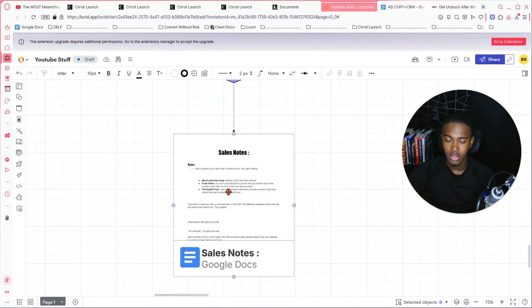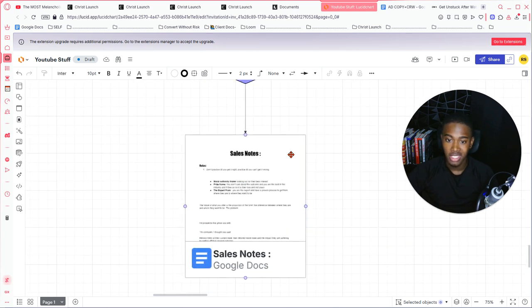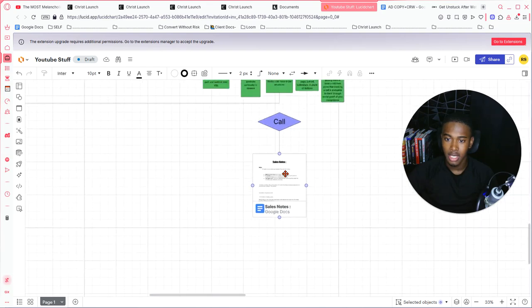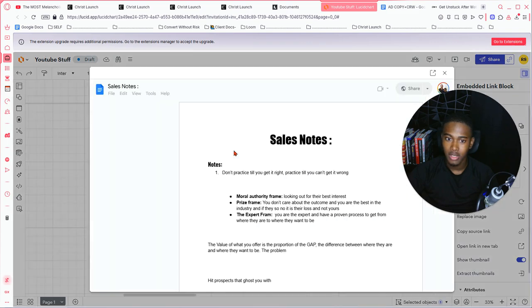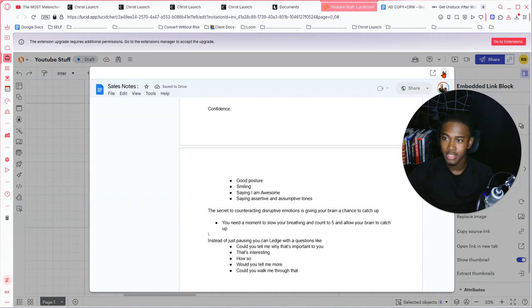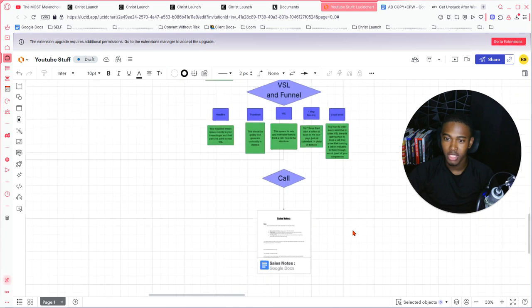Now the call. So I have this document with sales notes that show you how to frame a call, and it really goes deep into sales. It's a deep document. Maybe I'll click on it for just a second so you can see just a little bit. I won't show too much.